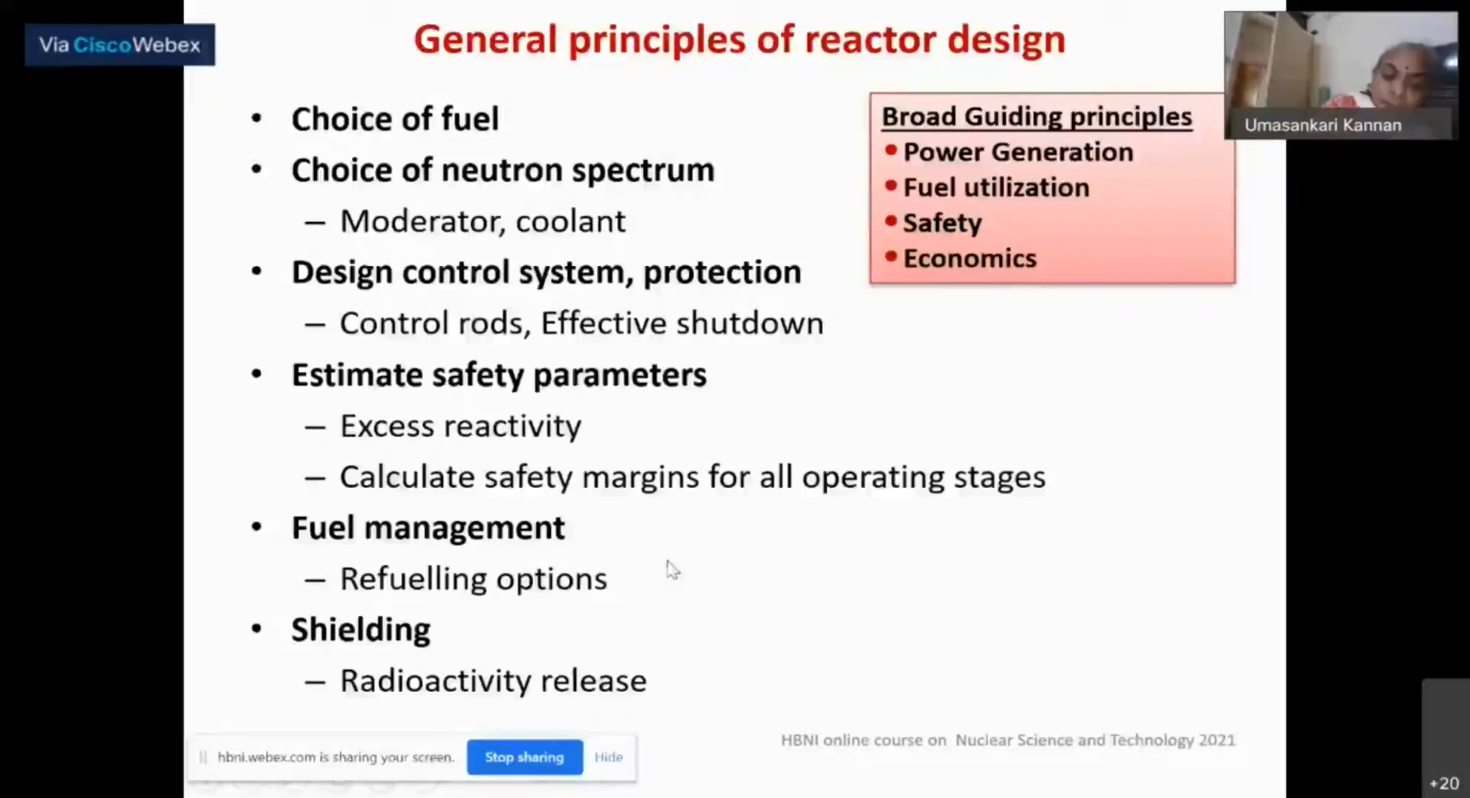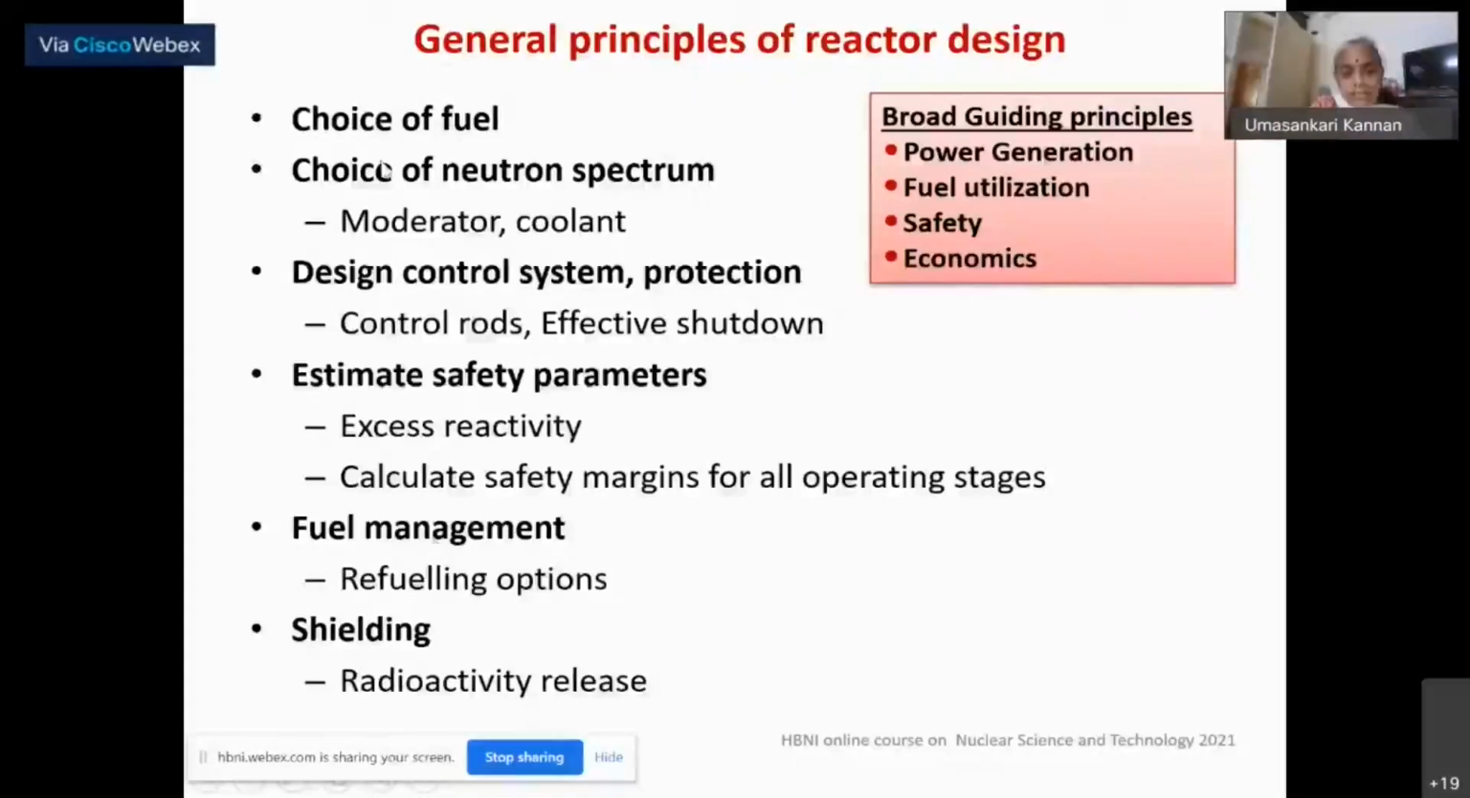And about fuel management, I told you whenever your K is less than 1, you have to refuel the reactor. So this fuel management is very important, and how you are going to refuel the reactor is also very important because we have to follow the principles of power shaping or flux shaping. So we have to study the refueling options, which is also part of the reactor design. And shielding, which is the radioactivity release calculations, we also have to do.